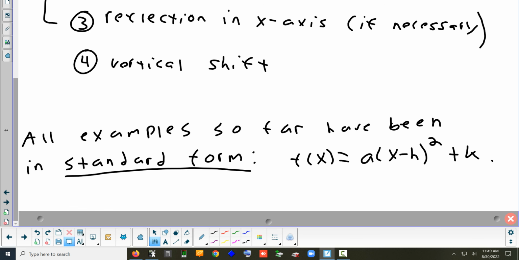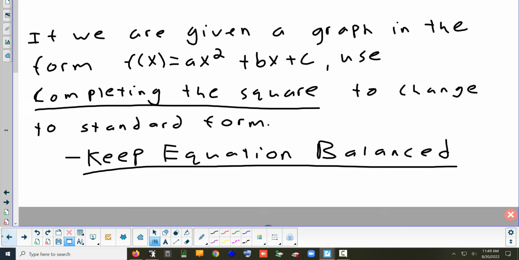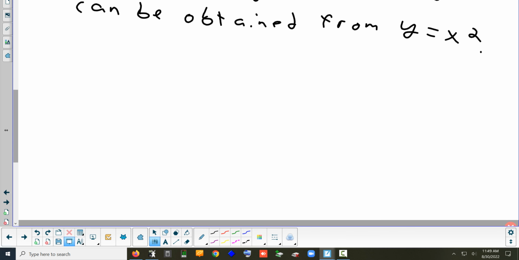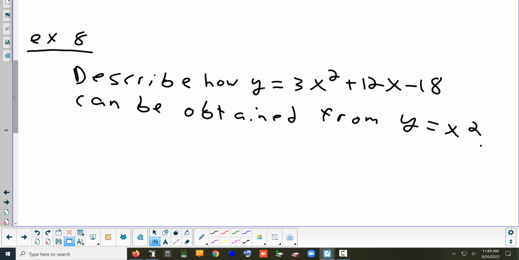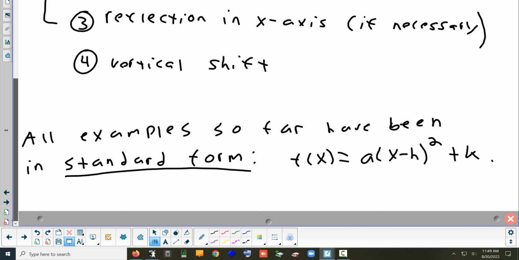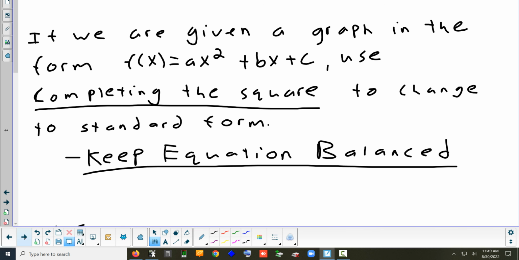So if you had a problem, I'll show you the problem, and then I'll show you how we fix it. But if you had something like this, 3x squared plus 12x minus 18, you cannot tell what the shift left and right is, or the stretch, or the vertical shift, or if there's a reflection. It's not in the right format. So in order to get it back into standard form, we have to do something called completing the square. Oh, that sounds familiar, and I don't think it's a good. Well, I'm going to show you.